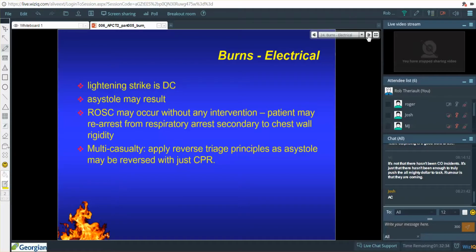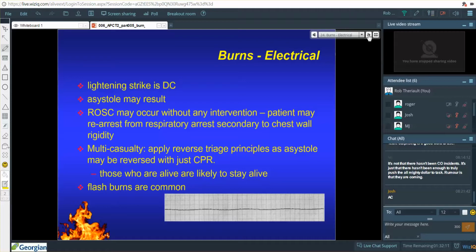And in a multi-casualty incident, reverse triage principles apply when it comes to lightning strikes. That means that if they're alive, just leave them alone, but if they're VSA, we're going to try to resuscitate them. Because sometimes just even CPR is enough to get them back. Those who are alive are going to stay alive, and as I mentioned, flash burns are common.